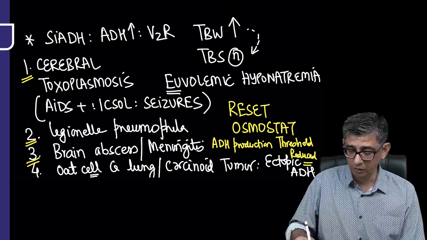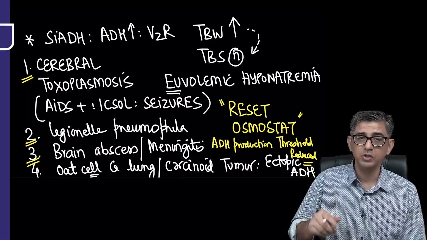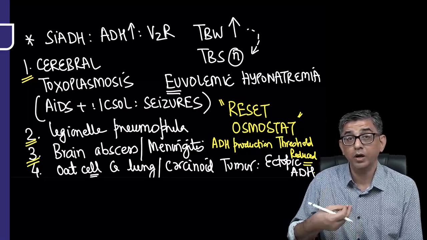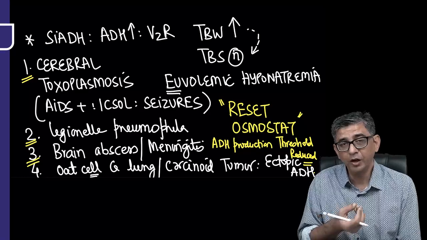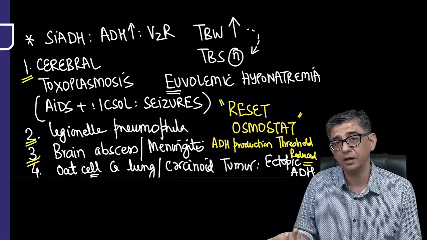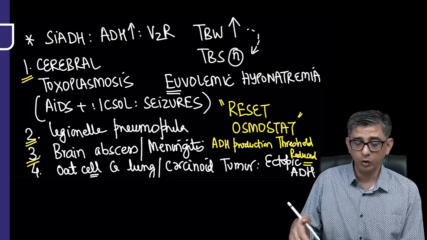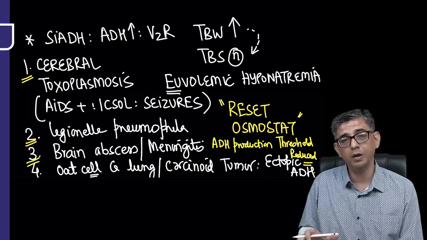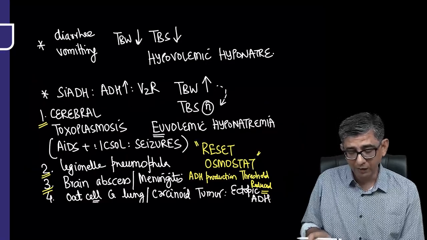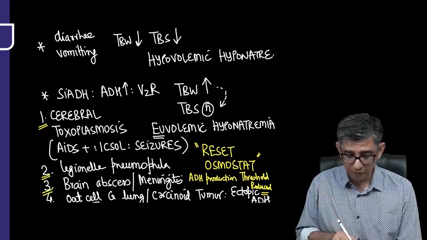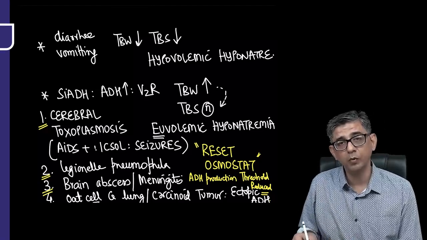I repeat that again. The meaning of the word reset osmostat is that the check mechanism, the normal functioning of antidiuretic hormone release per se, that control is not there because of the CNS issues or due to a lung infection occurring in a person. And that is why you have a condition of excess water in the body contributing to euvolemic hyponatremia. So what I have done on this slide is, guys, I've given you 2 reasons why a person could be having a hypotonic hyponatremia.